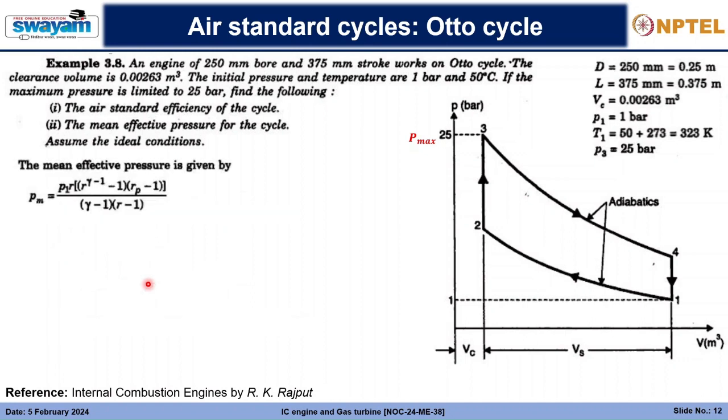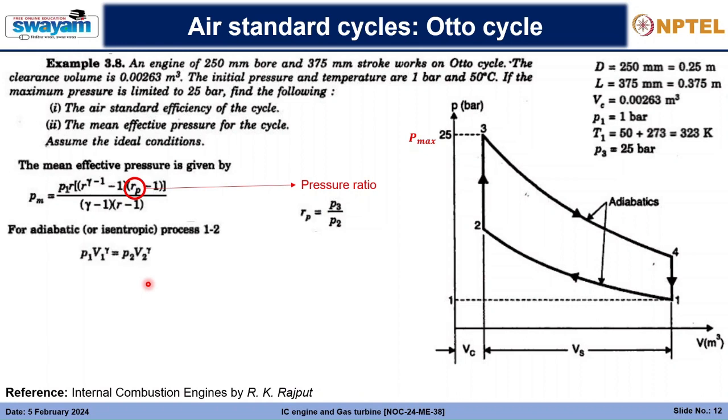So the mean effective pressure, we just calculated it. That is given by this relation. And here the RP, the pressure ratio, that is P3 by P2, we do not know the values of P3 and P2. So we'll have to find out thermodynamically what these values are. First, let us consider the process 1 to 2.